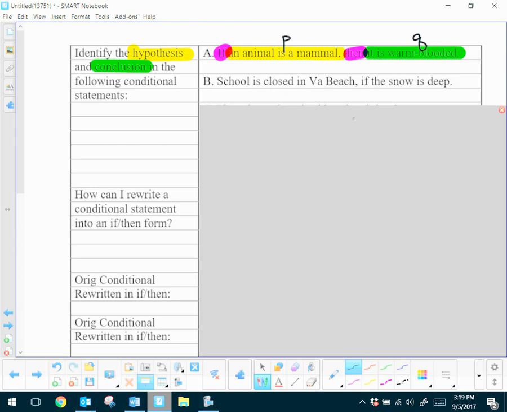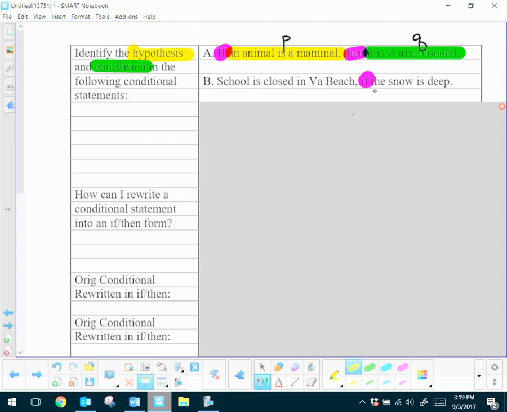Let's do the next one together just to make a point. I've got the example, school is closed in Virginia Beach if the snow is deep. Now I can see I have a keyword in here that is helpful. If is super helpful in determining where my hypothesis is, but I don't have anything to tell me where the conclusion is. That's okay. I can stick with what was given to me, and I know that whatever the other thought is will be the conclusion.